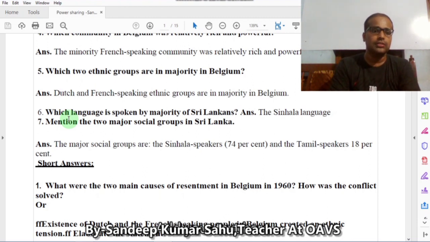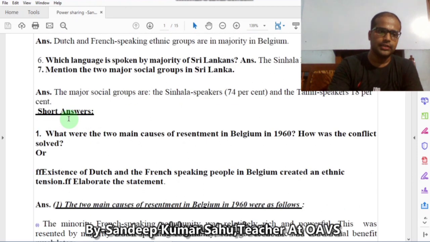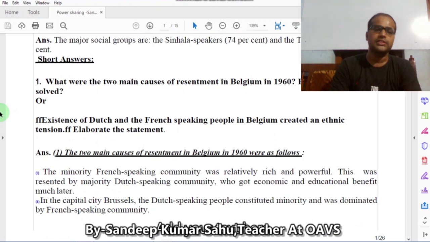Mention the two major social groups in Sri Lanka. The two major social groups in Sri Lanka are Sinhala speakers, which is 74%, and the Tamil speakers, which are 18%. Now we will come to the short questions, which are 3-mark questions.